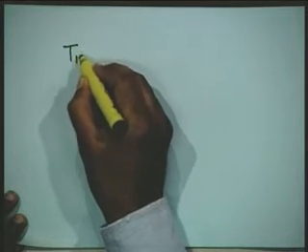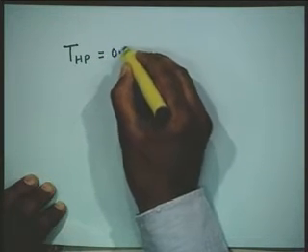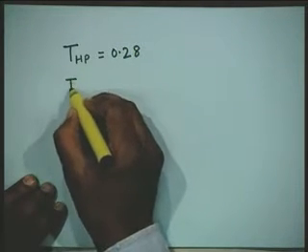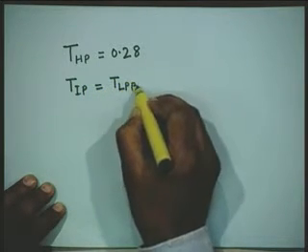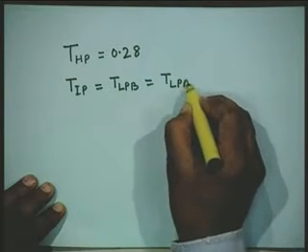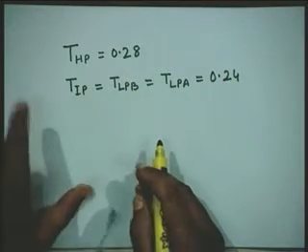To solve this problem, we need one more piece of information: the fraction of torque produced in the high pressure, intermediate pressure, and low pressure A and B sections. We will assume that the fraction of torque produced in the HP section is 0.28, while the fraction of torque developed in the intermediate pressure TIP, TLPB and TLPA is equal to 0.24 each, so that when you add these fractions, the sum is 1.